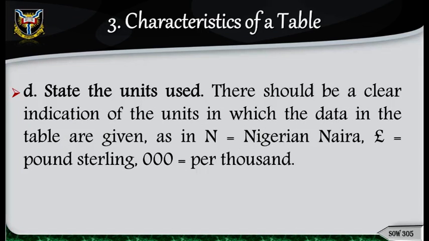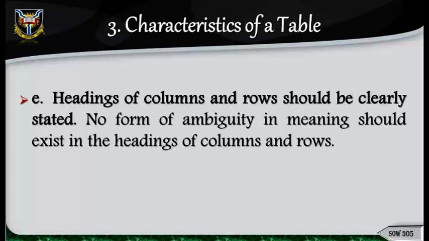D. State the units used. There should be a clear indication of the units in which the data in the table are given, as in N, Nigerian Naira, pound sterling, 000, that is per thousand. E. Headings of columns and rows should be clearly stated. No form of ambiguity in meaning should exist in the headings of columns and rows.